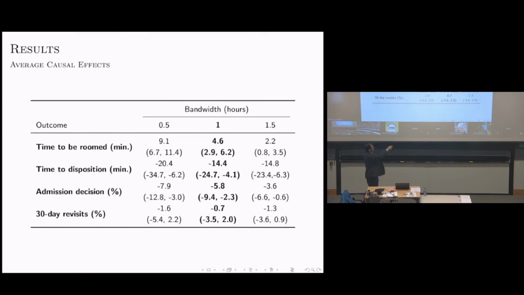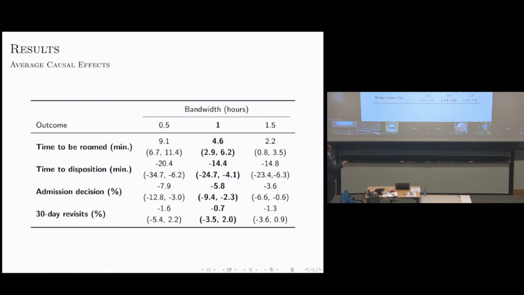And what I want to focus on is our four main outcomes that I mentioned in the beginning and the bandwidth of 1 hour. So those are the things that are bolded here. The first thing to note is that we estimated that split flow increases the time to be room by roughly about 4.6 minutes. The second one is that it decreases the time to disposition decision by about 14.4 minutes. So if I add those up, the effect on length of stay, the time from when arrival happens to when the disposition decision happens, is about 9.8, a reduction in length of stay of about 9.8 minutes.